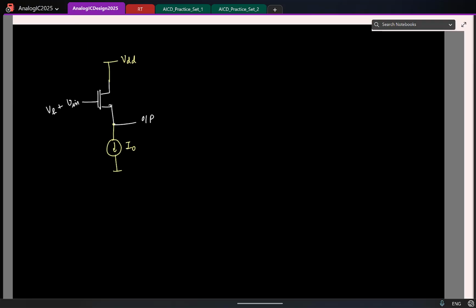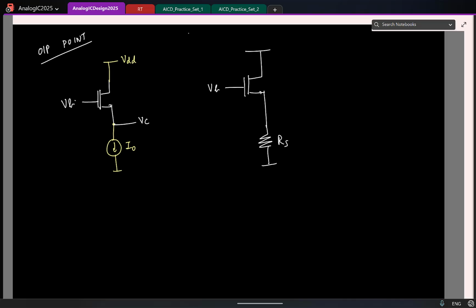Quite often in practice, we don't want to use a current source. I first look at the operating point. Let us say this is VB, and this is VC. This is the operating point picture. I want to see if I can have a resistor here in place of a current source. Again, this was a problem in your practice set, if you already saw.